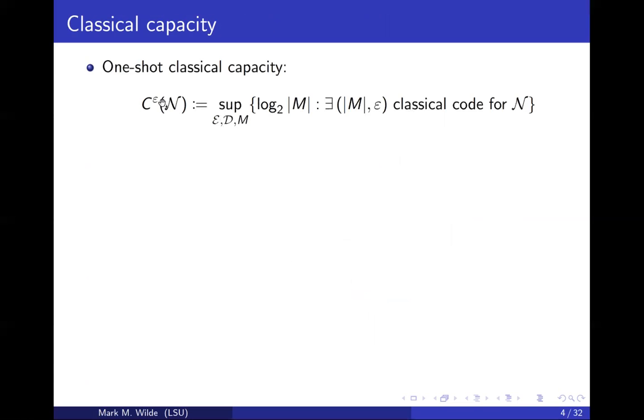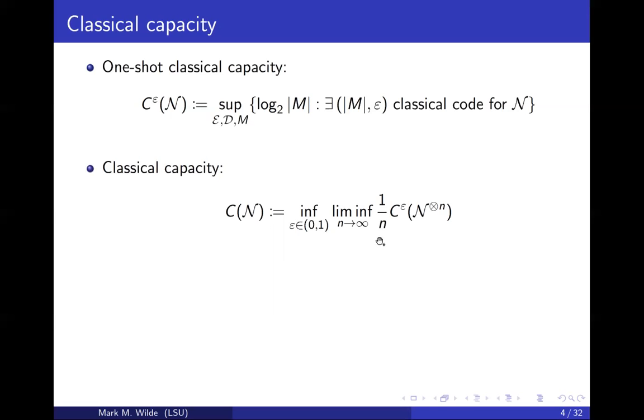The one-shot classical capacity is a function of two things. We fix the channel, we fix the error, and then we try to maximize the number of bits that we can send, which is log base 2 of the number of messages. The classical capacity is this asymptotic quantity.